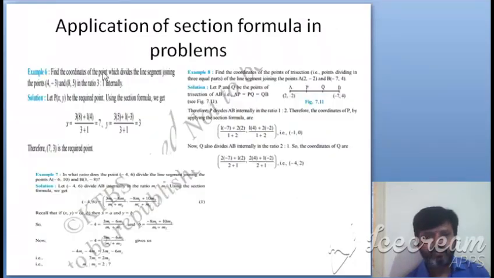Here are a few solved examples for the section formula. Find the coordinates of the point that divides the line segment.